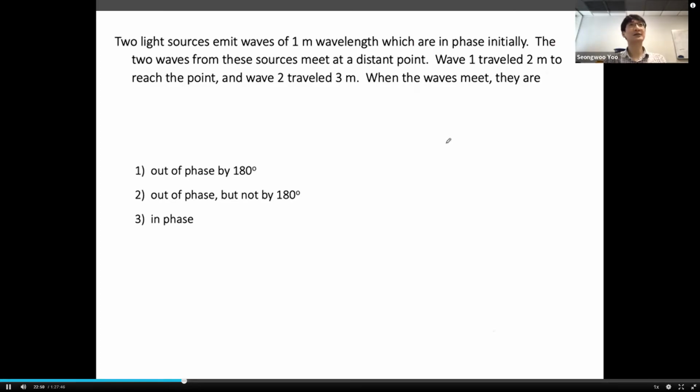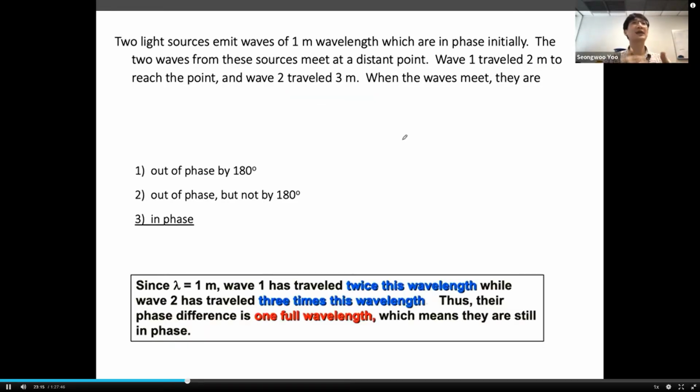and then two waves from these sources reach a distant point, and wave one covers 2 meters. 2 meters means 2 cycles of the 1 meter wavelength, and wave 2 travels 3 meters, which means it oscillates 3 times the wavelength. Therefore, when they meet, they are still in phase, and then they will interfere constructively. Okay, I hope those answers clear your doubt.